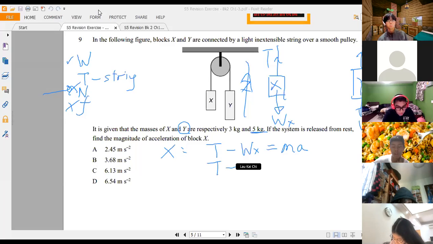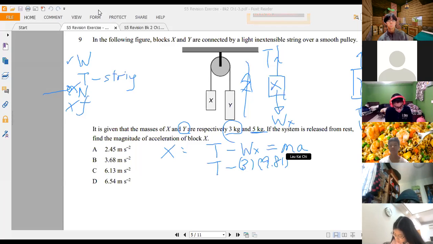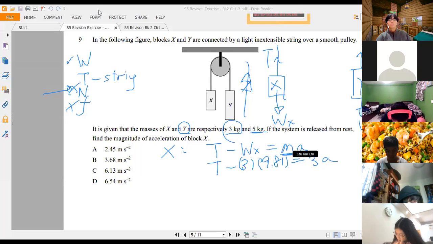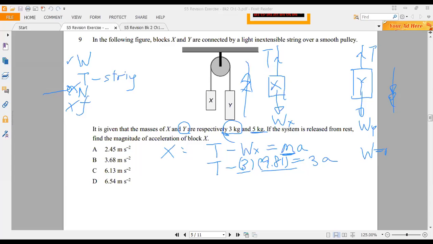Or you may just substitute the values: T minus 3 times 9.81 equals 3A. So what I did here is to put in the mass of X. This is 3 kg, and weight is simply mg, right? This is what we have done before. Now, you have set up one equation already. Make sure that you know how to set up this equation, because it is a skill we will keep using when the question involves force.